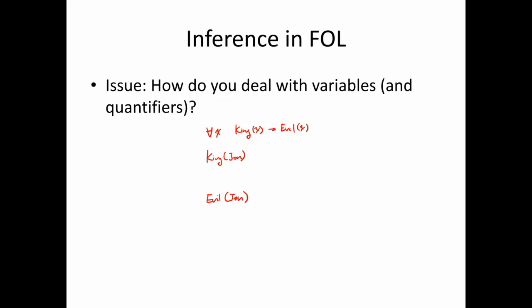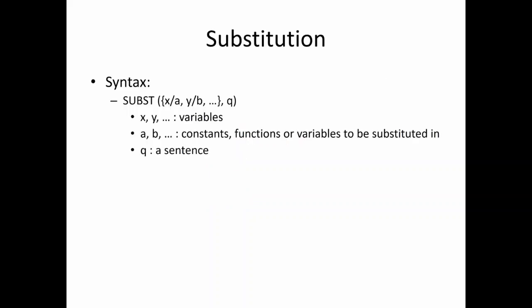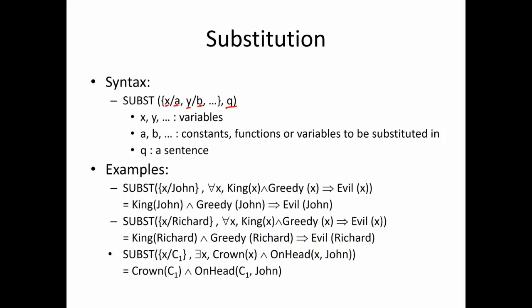So the idea is to somehow substitute the variables with constants. So here's how substitution works. You first have to specify which variables are being substituted with which constants or variables in which sentence. So for example, when you say x will be substituted to John and you want to do that substitution in this sentence, then the result is this. So take the same sentence, but every time you see x, you replace that with John. And if you take the same sentence, but this time substitute x with Richard, then you would get this sentence.